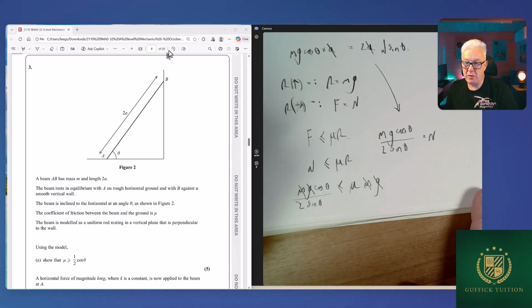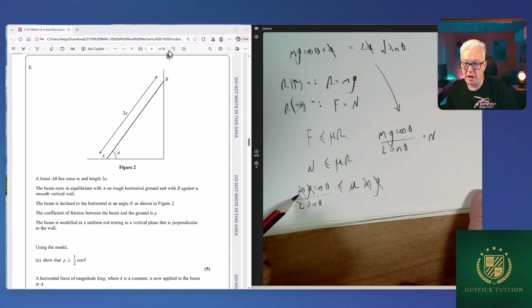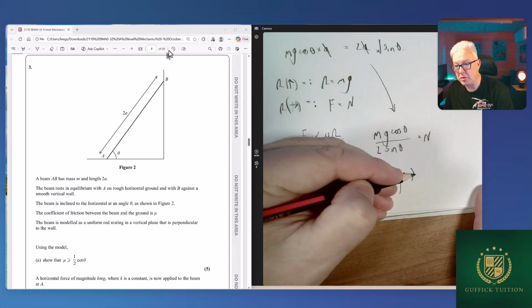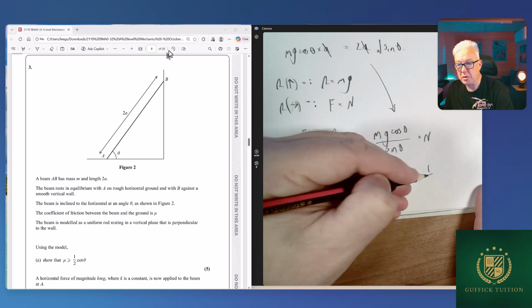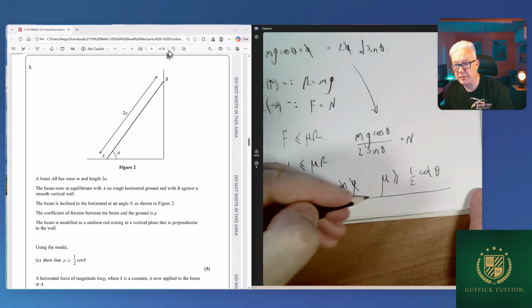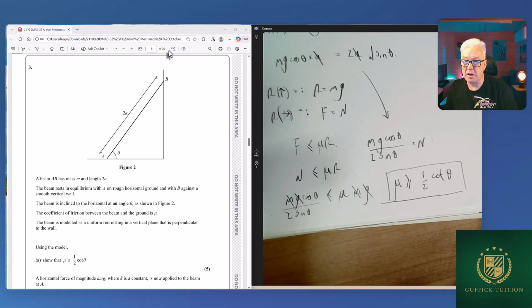Okay, so now we've cancelled everything out. We get that mu is greater than a half cos theta over sine theta, which is a half cot theta. So we can say that mu is now greater than or equal to 1/2 cot theta as required. Okay, so that is our part A done for 5 marks.